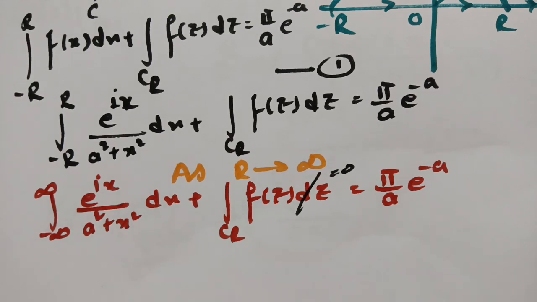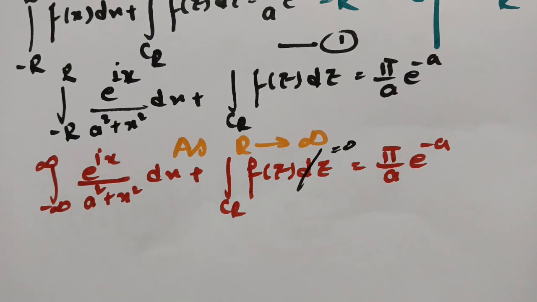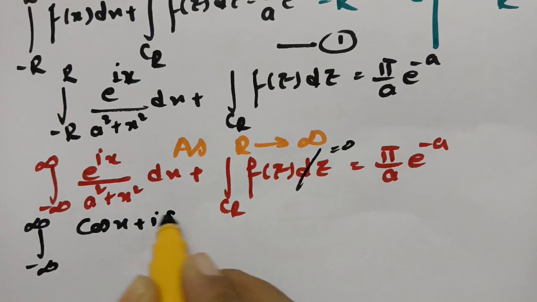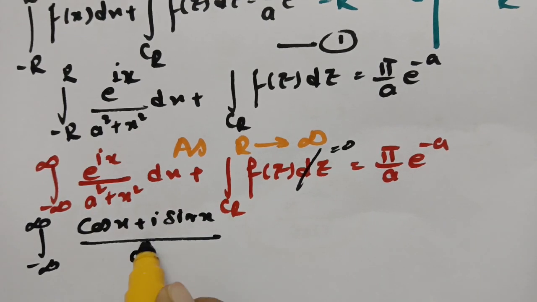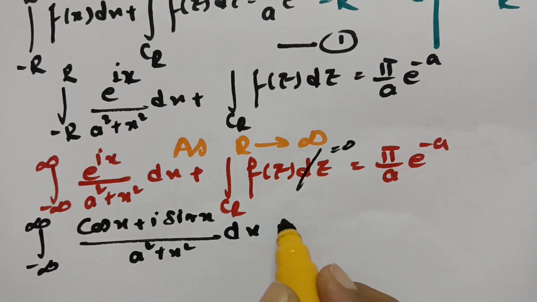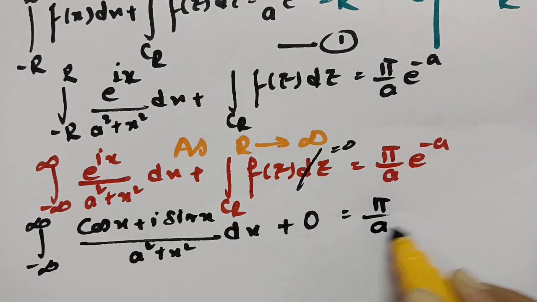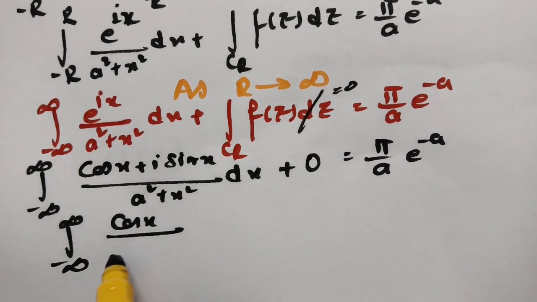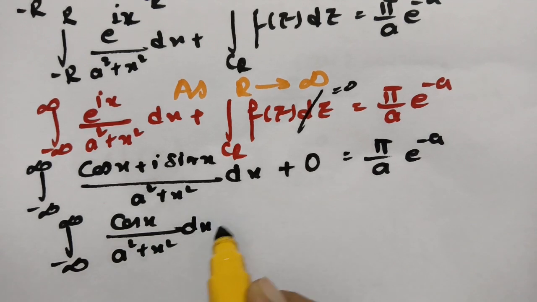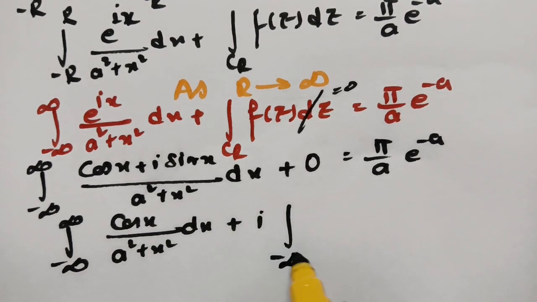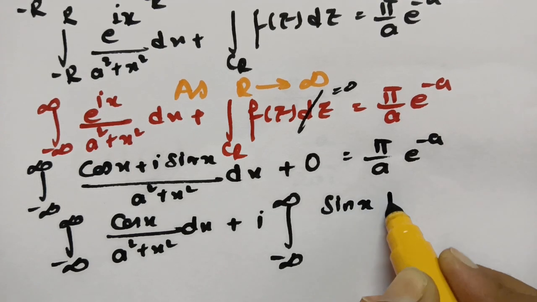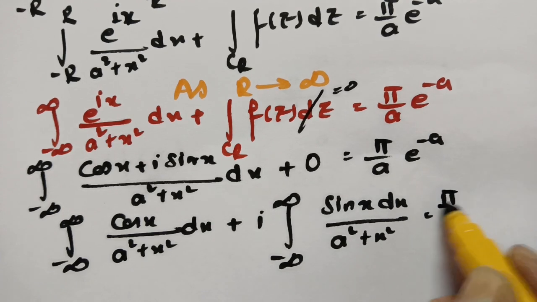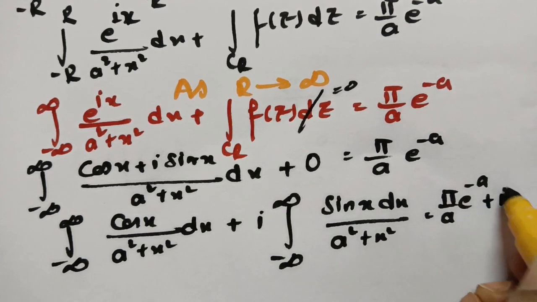You can write it like this: e power ix can be split, so from minus infinity to plus infinity, cos x plus i sin x by a square plus x square dx, plus 0, is equal to pi by a e power minus a. If you split this into the real part and the imaginary part, the real part is this, and i times the imaginary part is the integral of sin x dx by a square plus x square. The real part is pi by a e power minus a plus i times 0.